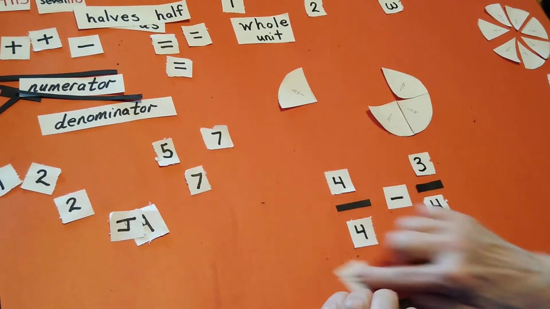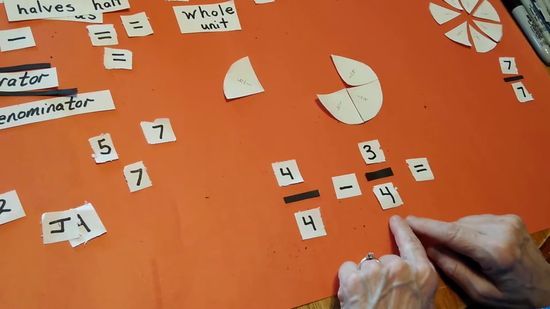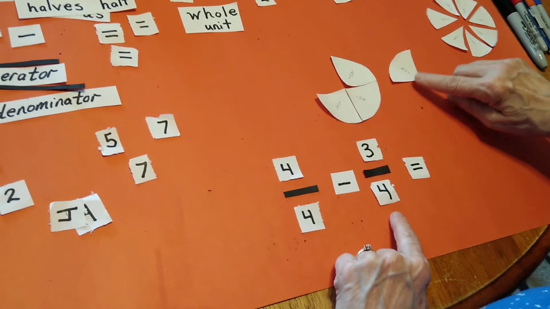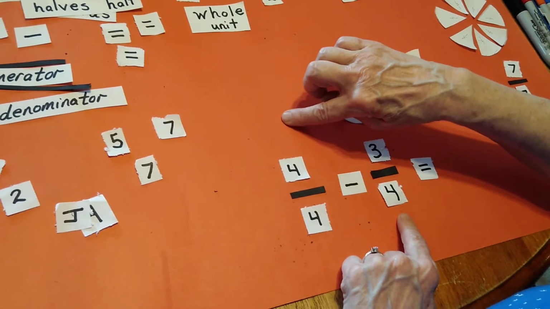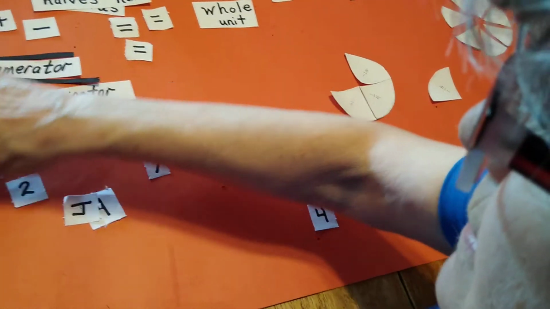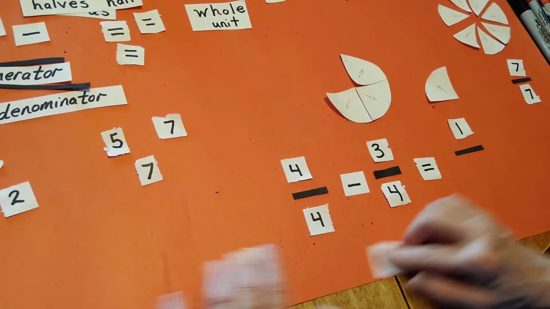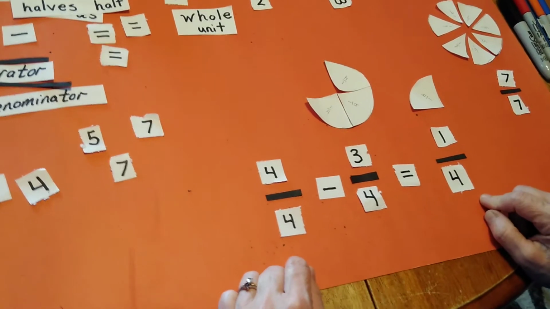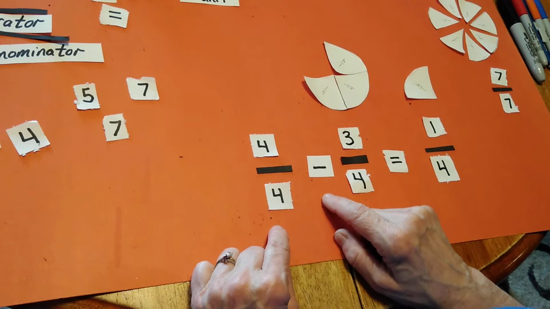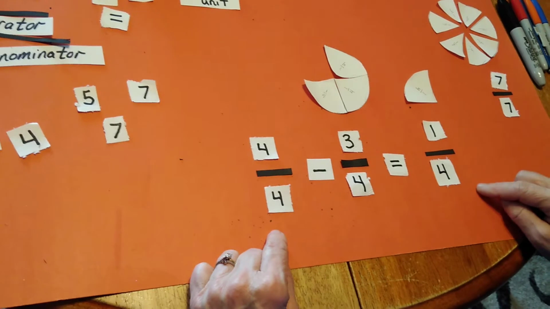My answer is the difference between what I started with and what I took away. This piece is the difference between the original pizza and how much was eaten. 1/4 is the difference. So this equation reads like this. 4/4 take away or subtract 3/4 equals 1/4.